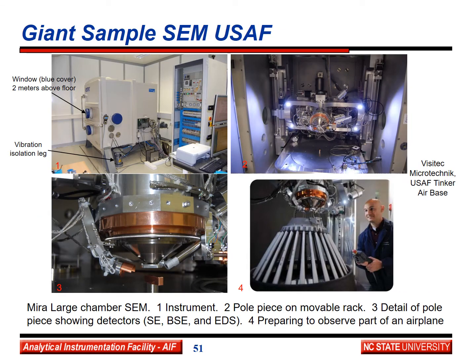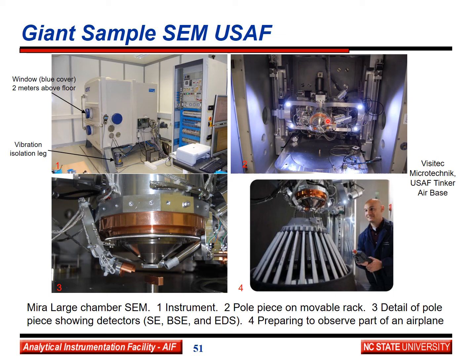This is an example of a giant sample SEM. This is the sample chamber. It's hard to appreciate the scale of this, except to note that this port cover right here, this window, is 2 meters above the floor. So the total height of this particular chamber looks like it's on the order of 12 meters. This is a giant vibration isolation leg. There are 3 of them that can lift the chamber up off the floor when it's being operated.